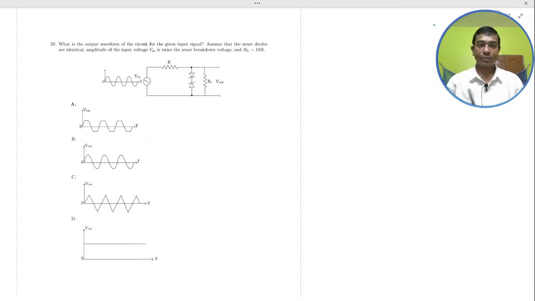What is the output waveform of the circuit for the given input signal? Assume that the Zener diodes are identical. Amplitude of the input voltage Vin is twice the Zener breakdown voltage, and the RL is 10 R. Simply solved. Positive half cycle.